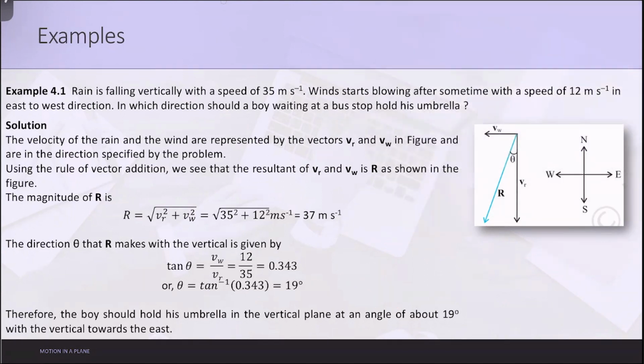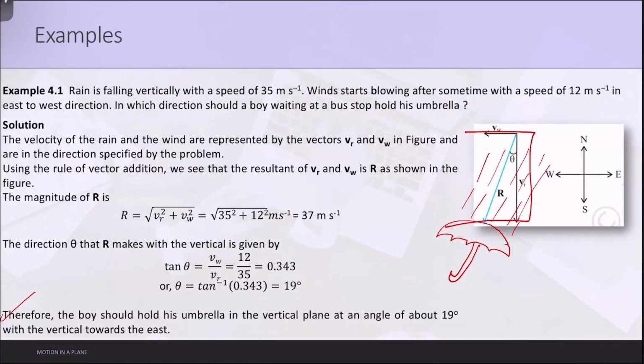Fine. So what is the conclusion here? The conclusion is that the umbrella should be kept somewhere in this direction. So the umbrella is kept like this, the rain would be falling in this direction, and therefore the boy can be saved from getting wet. That is the only thing which is written here. Therefore the boy should hold his umbrella in the vertical plane. So this is the vertical plane, if it is clear to you, at an angle of about 19 degrees with the vertical, because this is an angle with the vertical, towards the east.